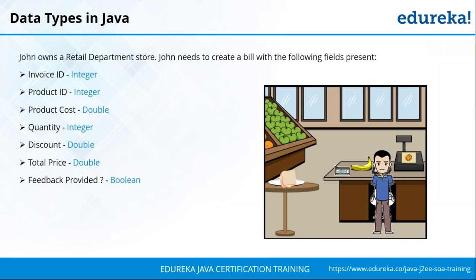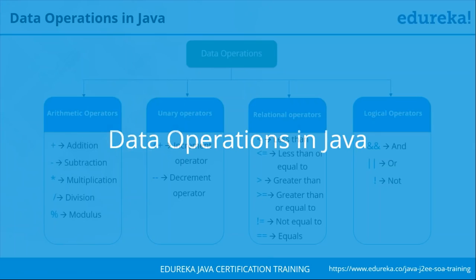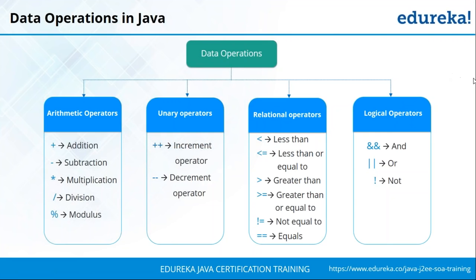So now that we have seen the various data types in Java, let's move forward and look at the various data operations that you can perform in Java. So you have mainly 4 different types of operators in Java. So you have your arithmetic operators, that is to perform arithmetic operations. You have addition, subtraction, division, and finally you have modulus.